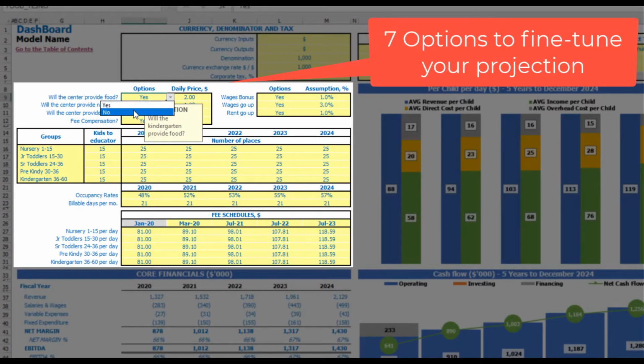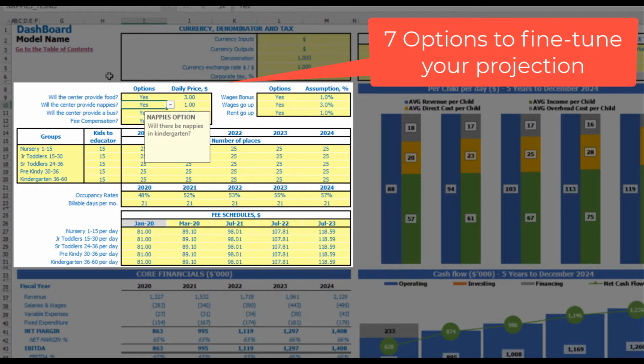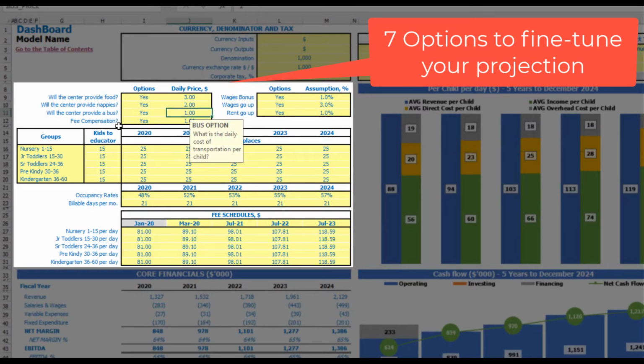In case you select no, the price would not work, but let's say it's yes, and the daily price per child can be $3, for example. Will the center provide nappies? It can be again yes or no. Let's say yes, and the cost will be $2. Will the center provide a bus? Yes, and the price per child can be $2, for example.